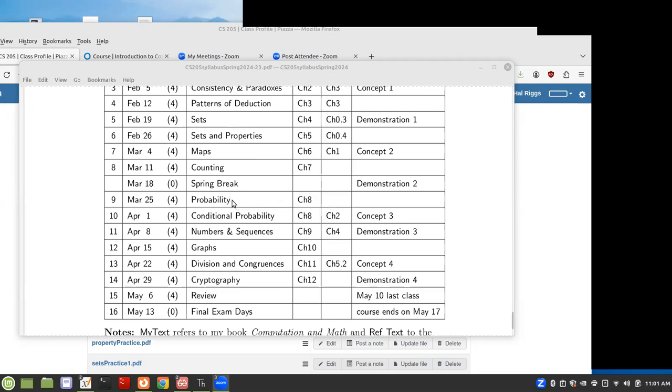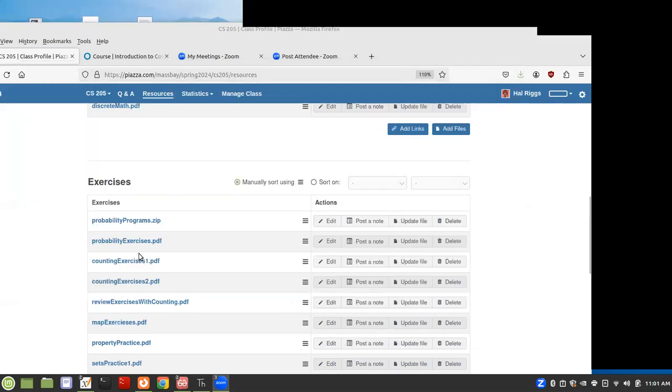And we're starting a new topic, probability, which is based on counting and, to a certain extent, mainly sets and counting. Not this weekend, but at the end of next week, we'll have concept check 3. And we'll then be heading into the last fourth of the course. There are two probability packets: probability exercises and a zip file with some Python probability programs that we'll go over during this week. Just be aware of those new things. They're in the resources section on Piazza.